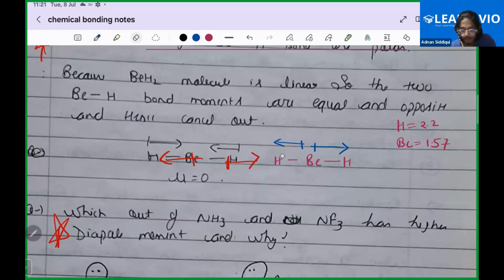Suppose I'm talking about this only. This is a polar molecule. We will call it polar. But because now there is another hydrogen which is pulling the electron density with equal force, this molecule is non-polar, right? BH2 is zero, so it's non-polar. This mu is coming out as 0.